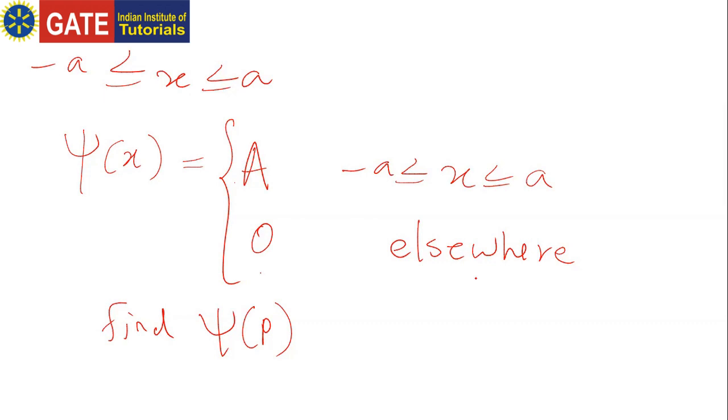What is A? A is the normalization constant. First, you should find the normalization constant value, then substitute it in the psi of p equation and find psi of p.